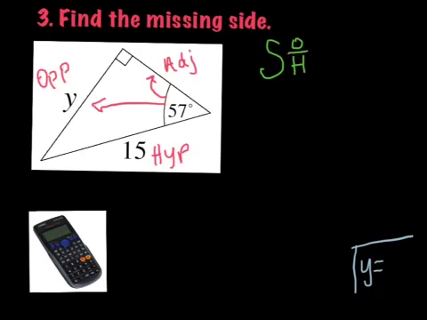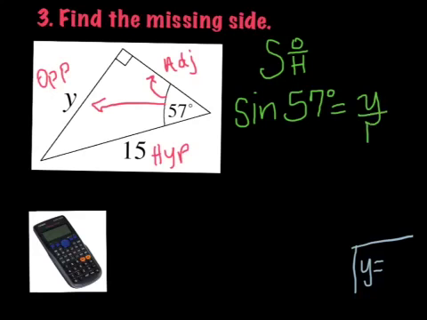So we set up our trig equation. So sine of 57 degrees equals y, opposite over hypotenuse. Okay, so we go ahead and multiply both sides. Actually, I keep wanting to do that, but I'm going to go ahead and figure out what is sine of 57. Sine of 57 degrees is 0.8387. That equals y over 15.